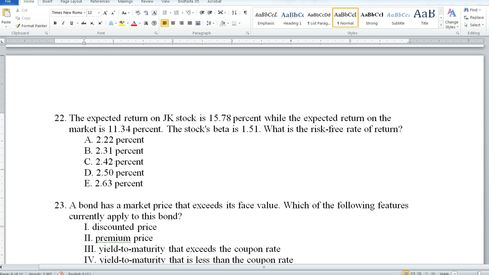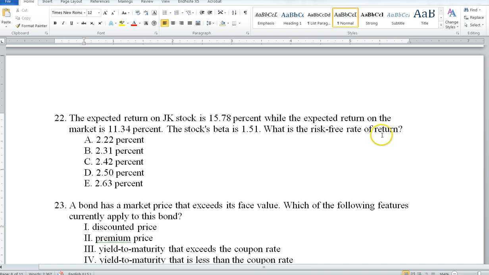Another purpose is, given the setup, how can we use the information to solve a one equation, one unknown system. So let me first read the setup. The expected return on JK stock is 15.78%, while the expected return on the market is 11.34%. The stock's beta is 1.51. What is the risk-free rate of return?